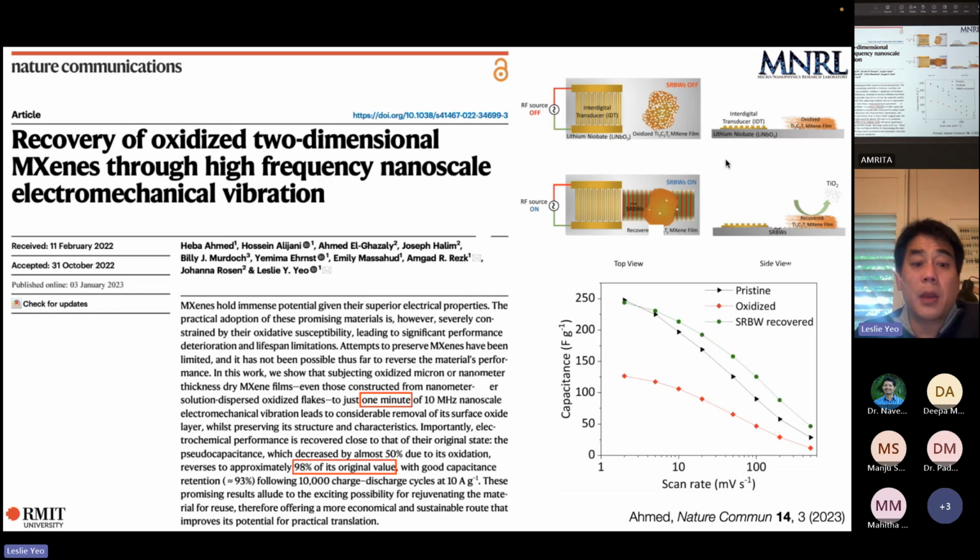So I think what we're doing is we're kicking off the oxide layer. And not only that, we can actually recover performance. This is the spent MXene or oxidized MXene. You get a deterioration of the performance. In this case, the electrochemical performance or capacitance. We can actually restore them back to their almost pristine state, right?